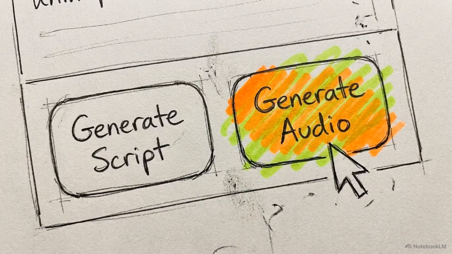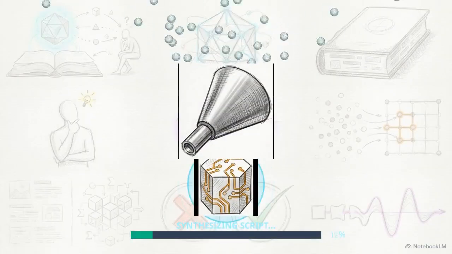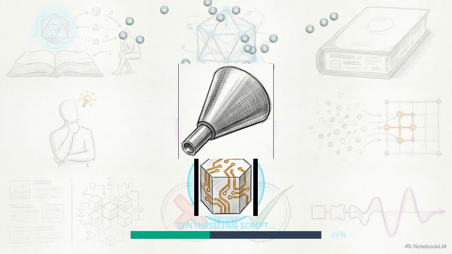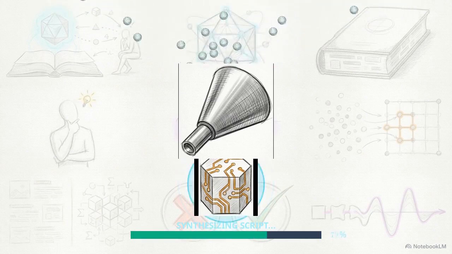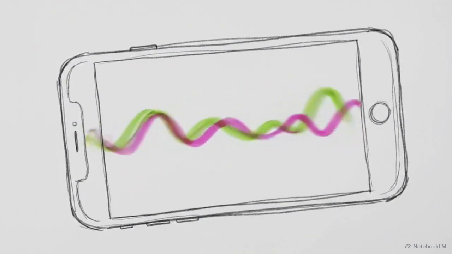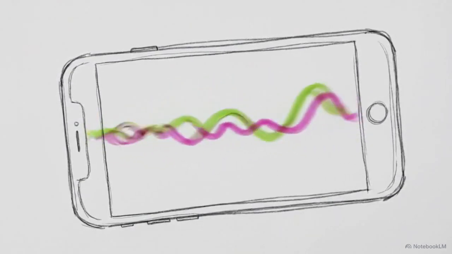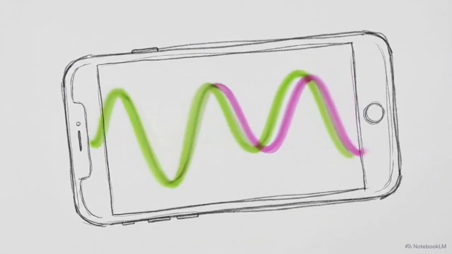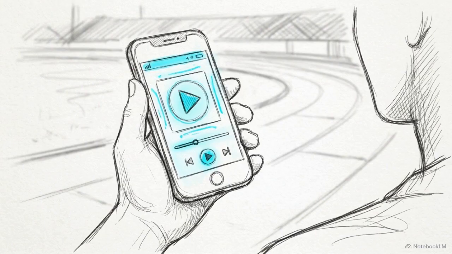Click Generate Script, followed by Generate Audio to begin the synthesis process. Expect a short wait while the system processes up to 50,000 characters of dense academic material. The final result is a 10-minute audio deep dive, spoken by an AI voice synthesizer and ready for playback. This conversion allows you to continue the learning process during your commute or exercise.